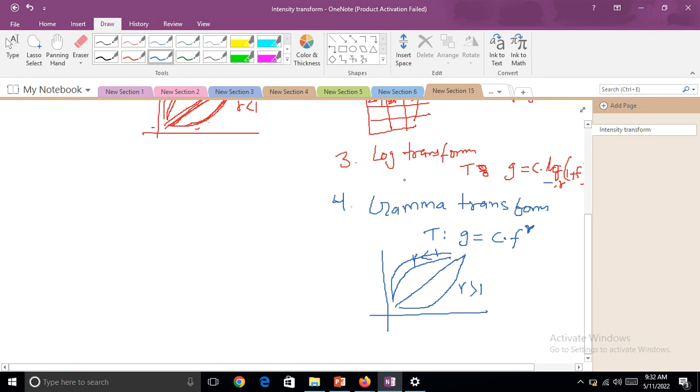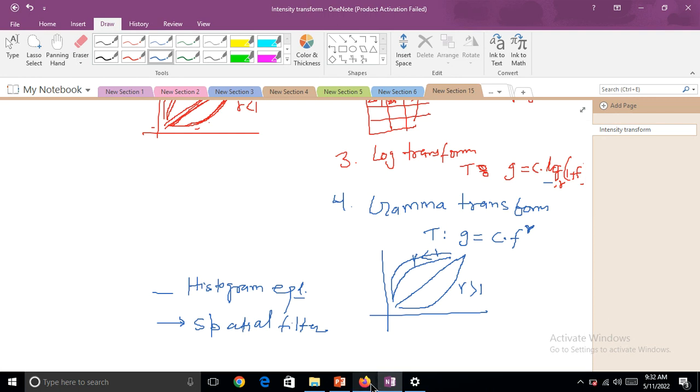So this way we have discussed some of the spatial intensity transforms. In the next session, we shall see another transform like histogram equalization, and in the subsequent classes we shall also discuss applying the spatial filter. So these topics we shall see in the subsequent classes.